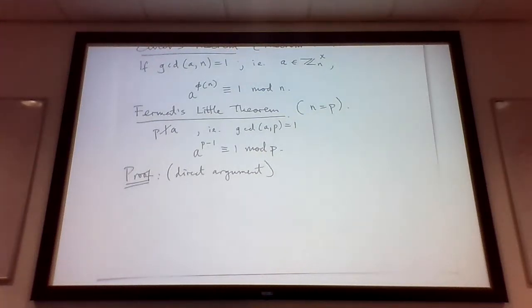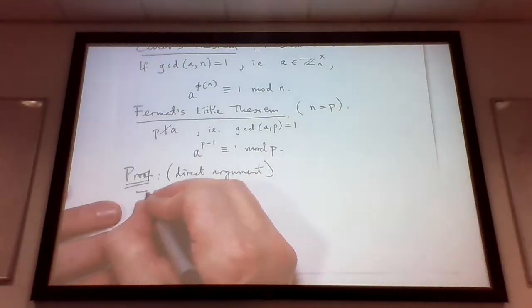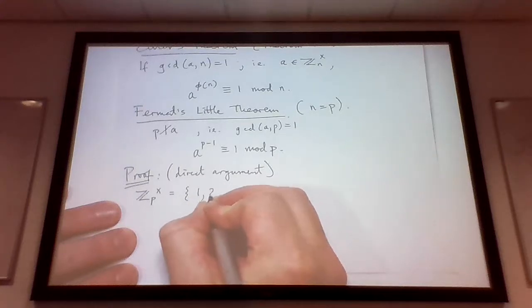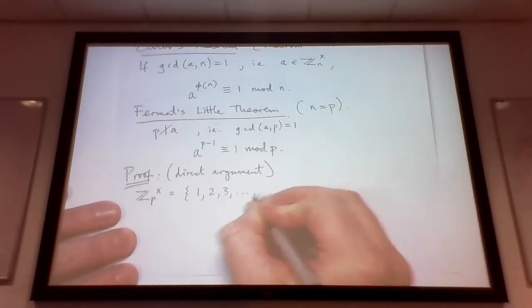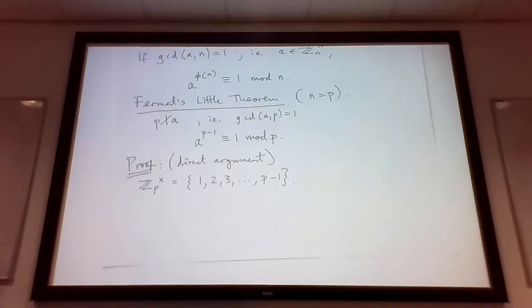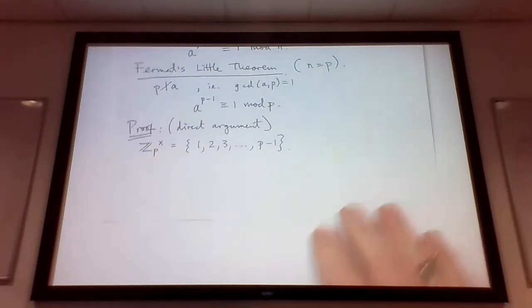So what are we going to do? We're going to multiply together all the elements from the group Z_P. The multiplicative group Z_P consists of the elements 1, 2, 3, all the way up as far as P minus 1. And we're going to think about multiplying them all together, but in a kind of clever way.